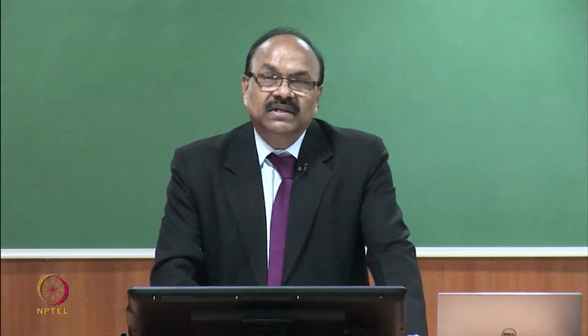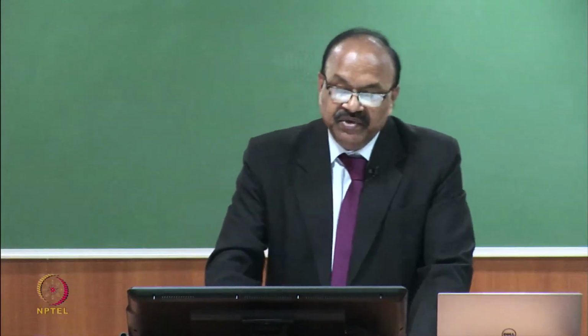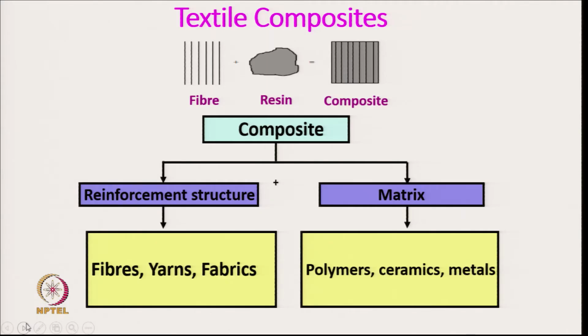So, the basic fundamental concept of composite manufacturing is we are combining a reinforcement with a matrix. In our case, the reinforcement is a textile structure. So, the reinforcement could be a fiber, could be a yarn, or could be fabric. The matrix could be a polymer, could be ceramics, or even metals.